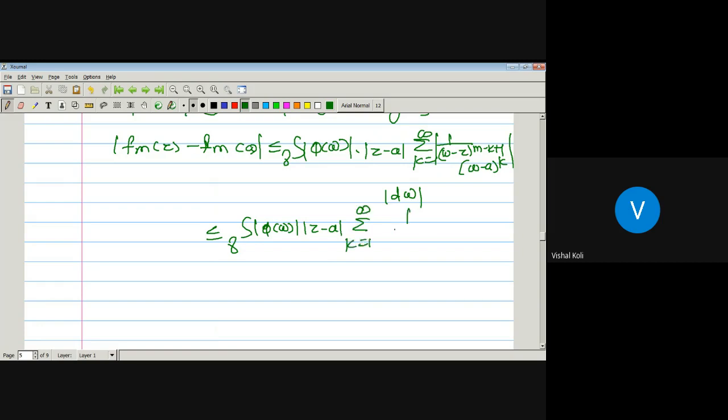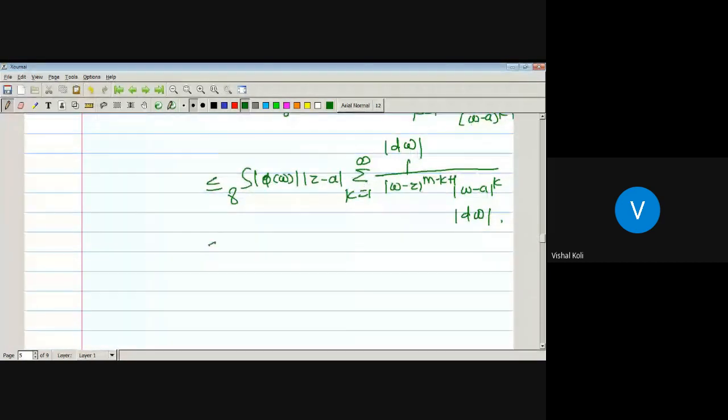This modulus can be written as 1 upon modulus of W minus Z to the power M minus K plus 1 into modulus of W minus A to the power K into modulus of dW. Now we just have to put the values, which is less equal by integral over the curve gamma of modulus of phi of W, which is less equal by M, since phi of W is bounded by M.